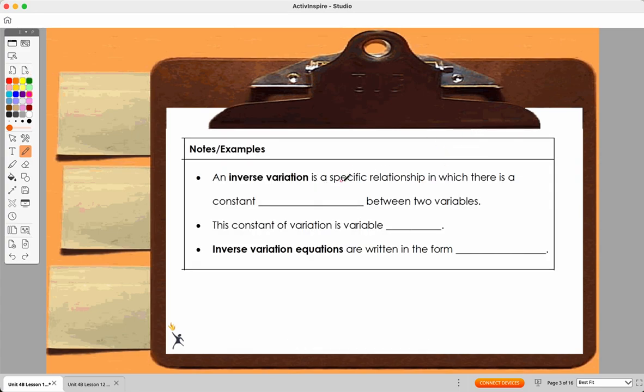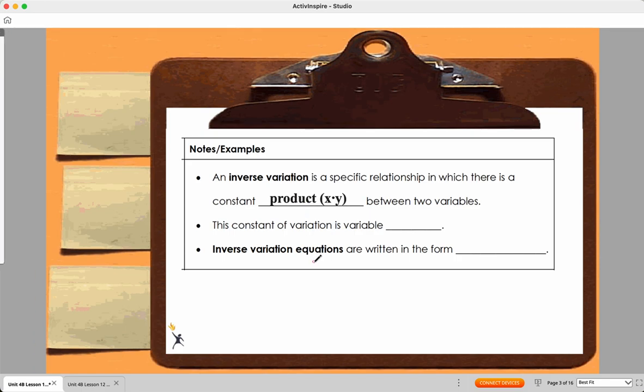Inverse variation is a specific relationship in which there is a constant product, x times y, between two variables. When you multiply x and y, you get the same number every single time. It's the opposite of direct variation, where it's y divided by x. It's the complete inverse of the two. The constant of variation is still referred to as k, okay? And the inverse variation equation is written like this: y equals k divided by x. So these are our three basic pieces, some background information for what we need.